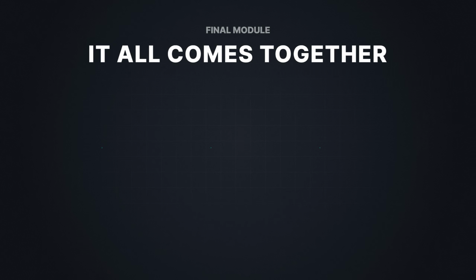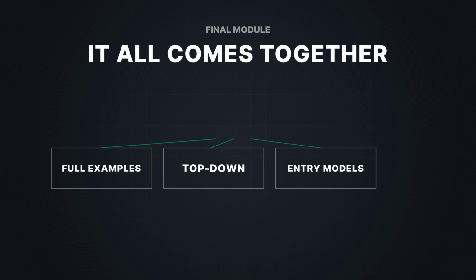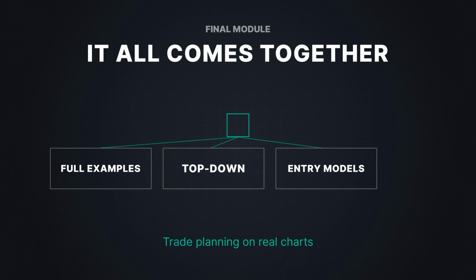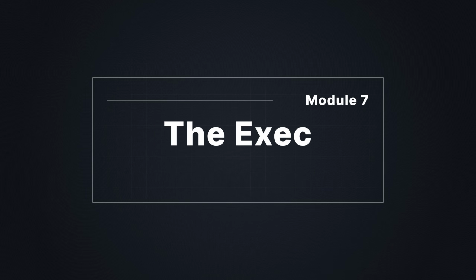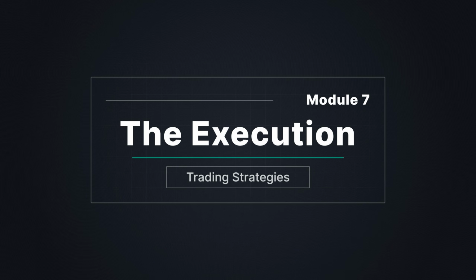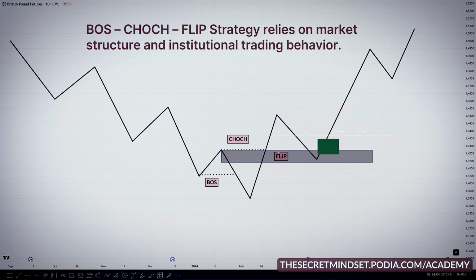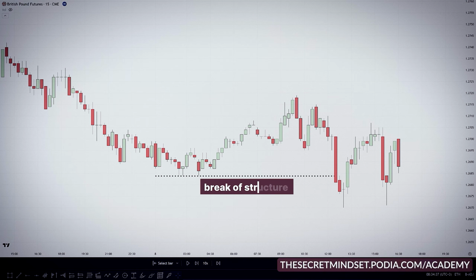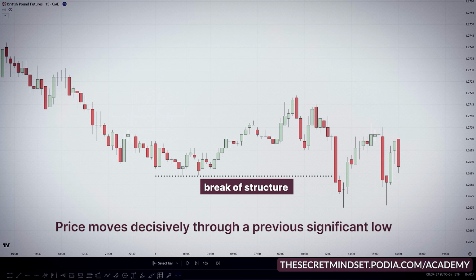Now, this module is about chart proof, full examples, top-down analysis, trade planning, and seeing how all the pieces come together on real charts. This is the model we're looking for. So let's break down a buy signal, step by step. The first thing to spot is a break of structure. This happens when price moves decisively through a previous significant low.